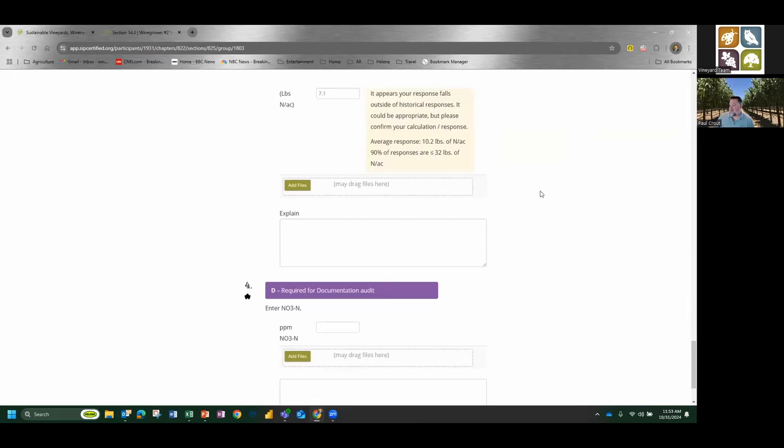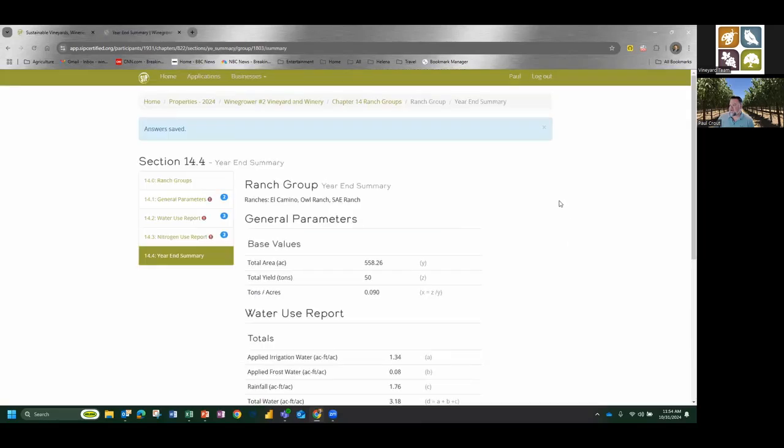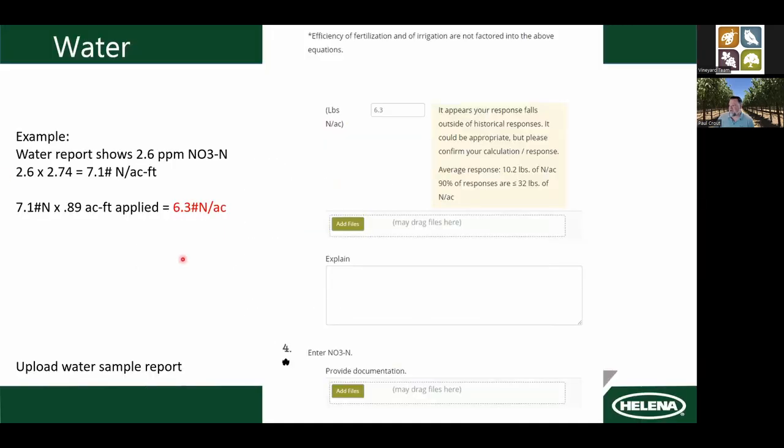And then again, it pops out because usually it's higher nitrogen. And then it's going to ask you to enter nitrate nitrogen. So if that ppm was, I believe, 2.6 ppm from my example, yes, we'll enter that. And then we hit save and continue. And guess what? That means we are just about at the end.